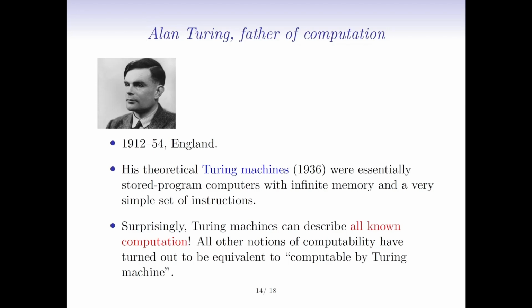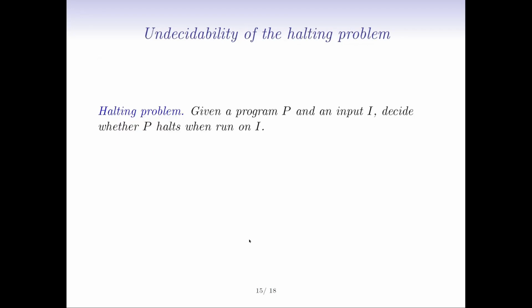It would be super useful to have a program that can decide whether any other program halts. So we would give that program another program as input, and it would tell you whether or not that program is going to halt or not. So this is called the halting problem. Given a program P, we can think of a program as being a Turing machine, and an input I, which is a kind of an initial tape contents. Decide whether the program P halts when run on input I.